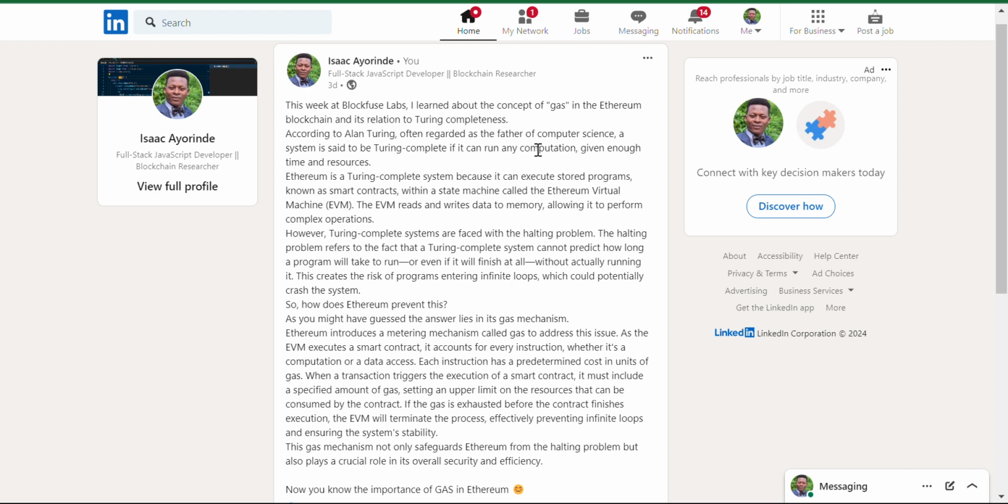Ethereum is a Turing complete system because it can execute stored programs, which we call smart contracts in this case. The ability of Ethereum, unlike Bitcoin's blockchain, to execute smart contracts is what makes Ethereum Turing complete. The machine which helps Ethereum run smart contracts is the EVM, the Ethereum Virtual Machine. However, Turing completeness is faced with the halting problem.